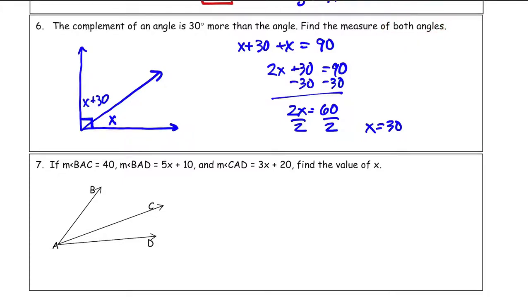All right, so that's 30. And there's a couple ways you can do this. 30 plus 30, that's 60. That's pretty easy. You can also do 90 minus 30. Either way, you get the correct answer.